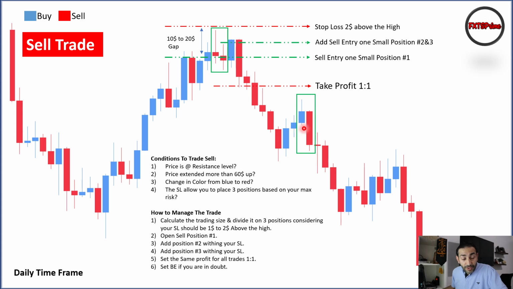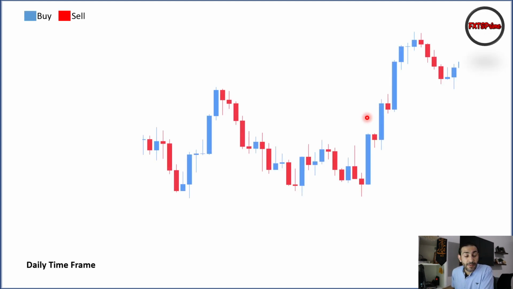The color changed from blue to red, yes, the color changed. However, my stop loss is big, because if I want to enter on this candlestick here, I'm going to end up putting my stop loss here. So the gap is very big. So I'm not going to take this trade, because simply it has a gap of more than $20 and this is not within my plan. So I'm going to wait for another signal. So let's take now another sell setup and see what is good, what is bad.